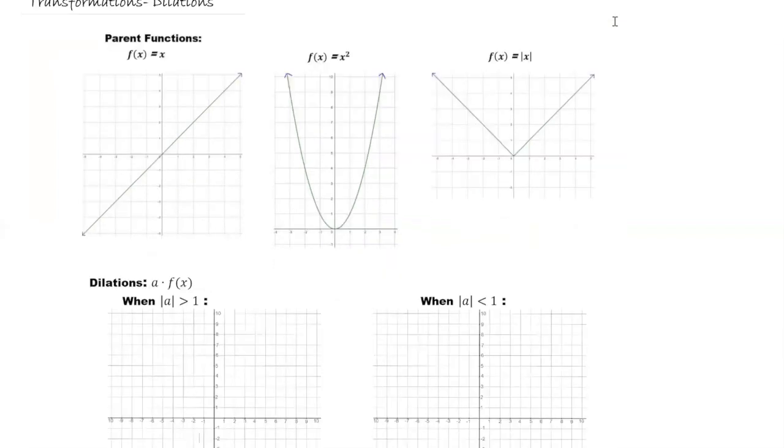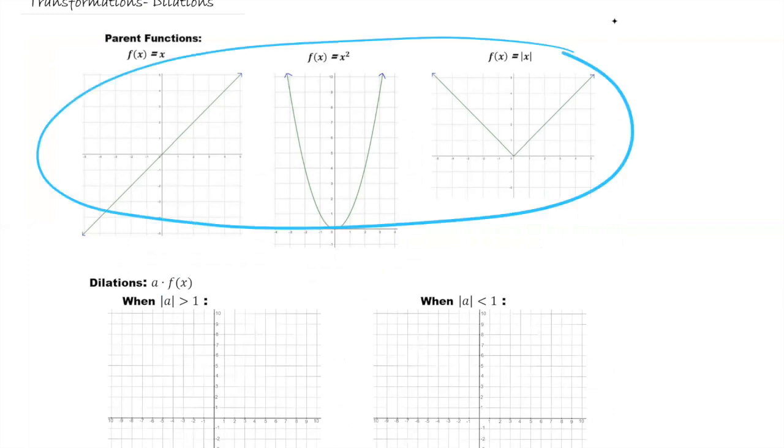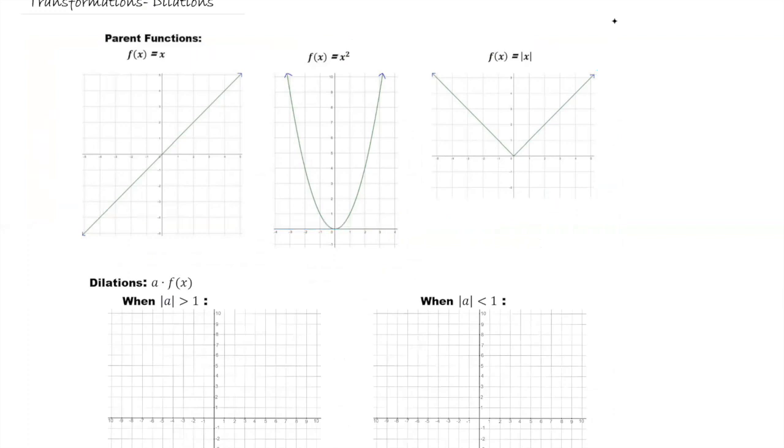We're going to look at a specific type of transformations. We are looking at dilations. What this means is I'm going to have some number multiplied in front of the function. So we've got three different parent functions. There are way more than these three types, so we're just going to look specifically at these ones.